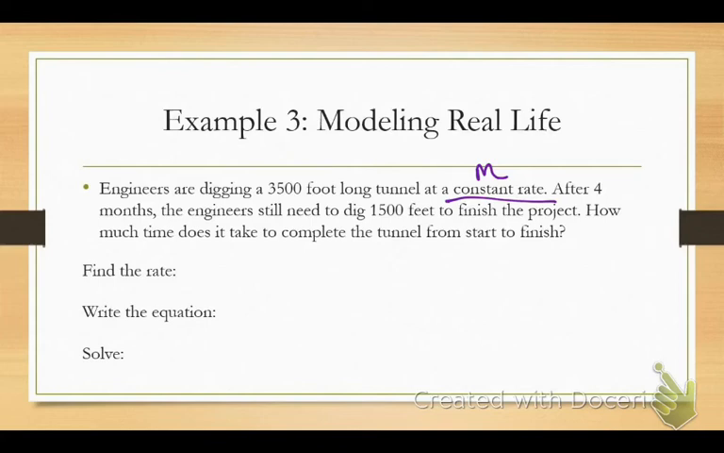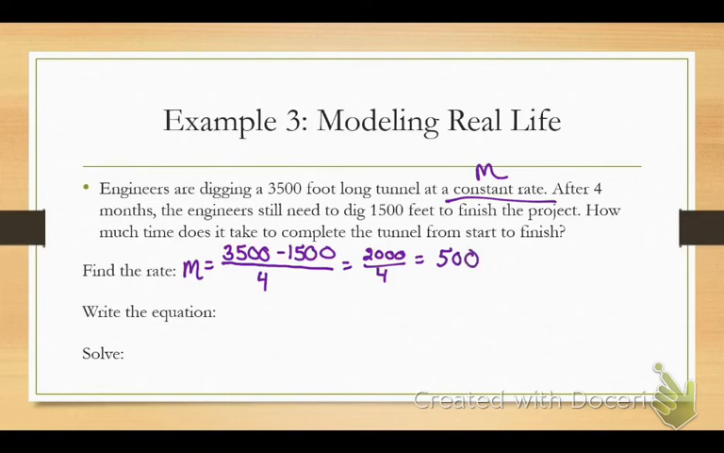So the first thing I have to do is find the rate, how X and Y are going to be related. So to find the rate, M equals, I must figure out the distance that has been dug, take my starting amount, and subtract how much we have left. That'll tell you how much has been dug. What do you think you're going to divide by? 4 months. That'll tell me how many feet I have dug in 4 months. 2,000 divided by 4 equals 500.